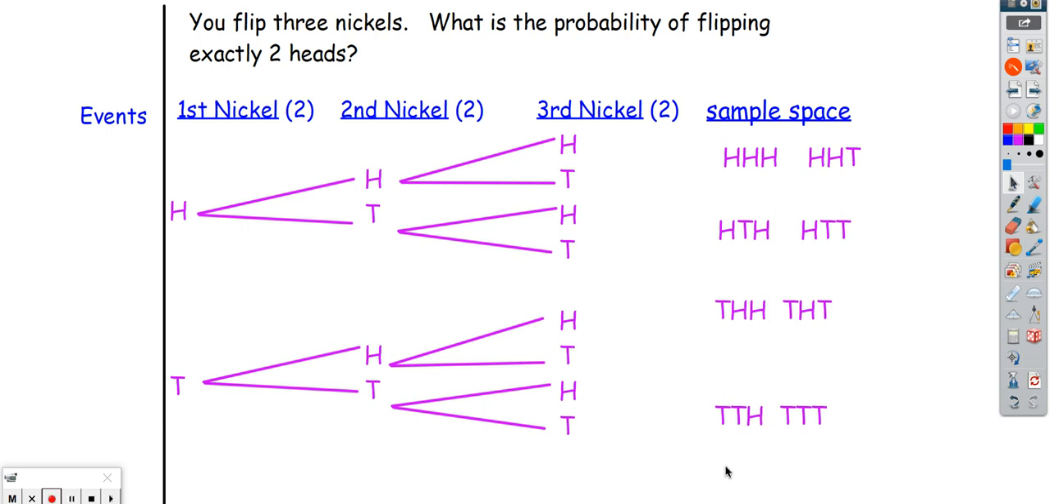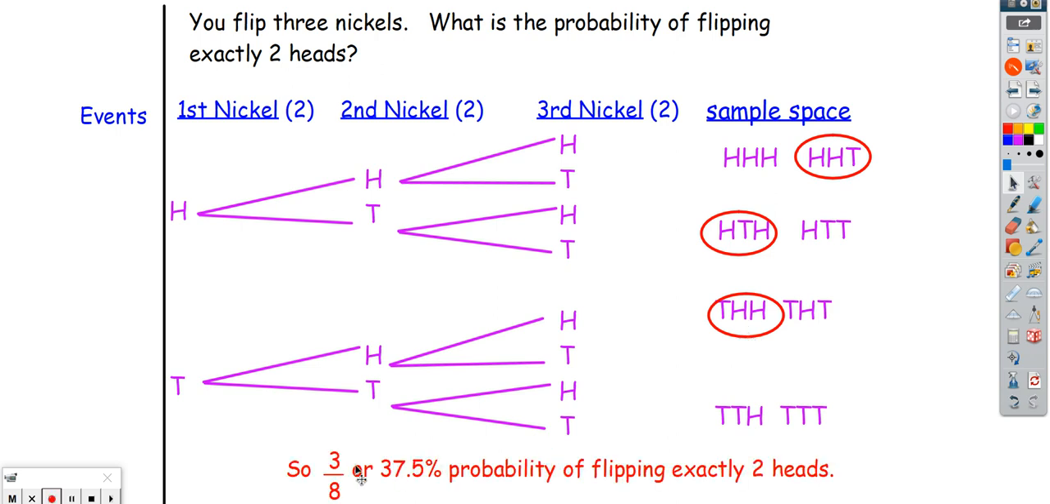Now the question is not answered quite yet. It says, what is the probability of flipping exactly 2 heads? Well, I can see that right here I have 2 heads, right here I have 2 heads, and right here I have 2 heads. So 3 times out of the total 8 times that I flipped my coins, I was able to get exactly 2 heads. That gives me 3 out of 8, or 37.5% probability of flipping exactly 2 heads.